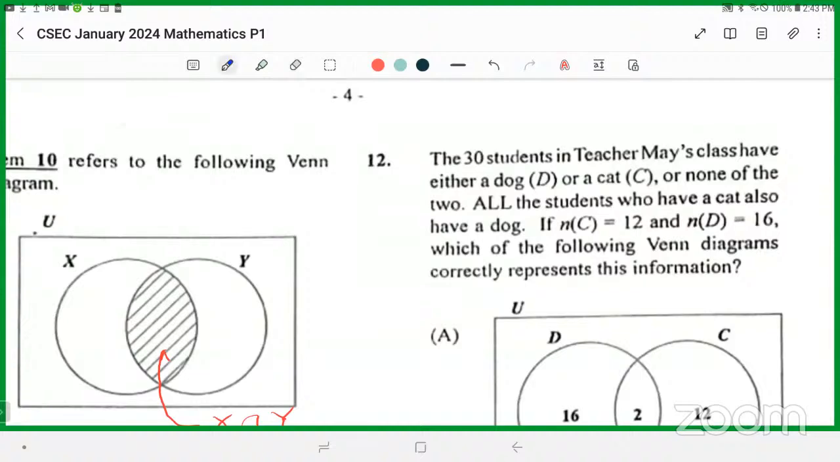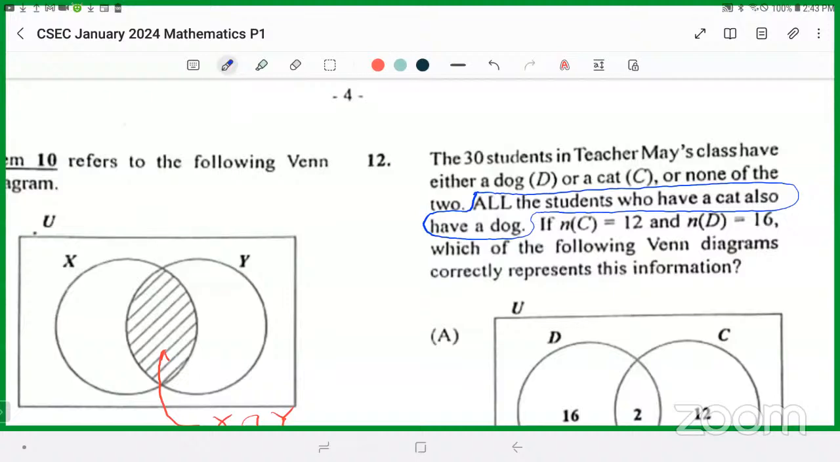It says all students who have a cat also have a dog. You know what this means? This means that we have a subset situation taking place here. One of them is a subset of the other. That alone tells me all students who have a cat also have a dog, but not all students who have a dog have a cat.